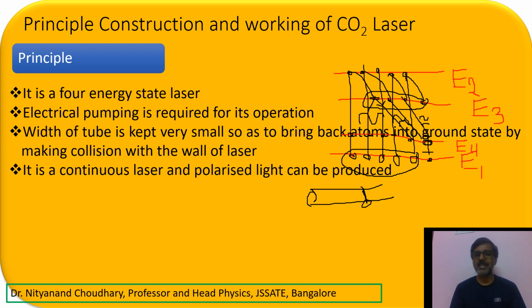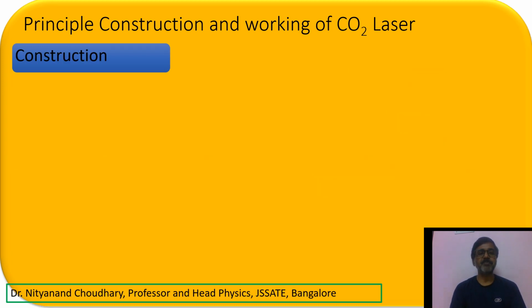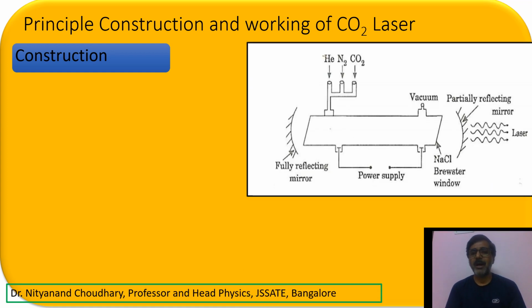So in all gas lasers, and of course the carbon dioxide laser also, the diameter of the tube will be very small. It is a continuous laser, and polarized light can be produced. We'll see in detail how we can produce the polarized light from this laser. So here we can produce the polarized light. All right, so this is the basic principle. Here I have not deleted anything. Whatever I have written, I am leaving, so you can have the reference while you are going through this video. Let's move further. Now we are coming to the construction.